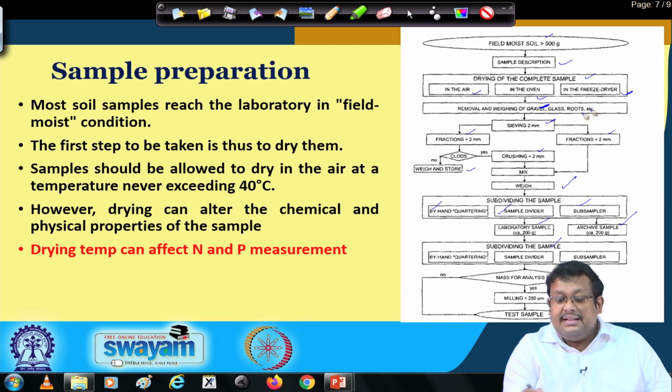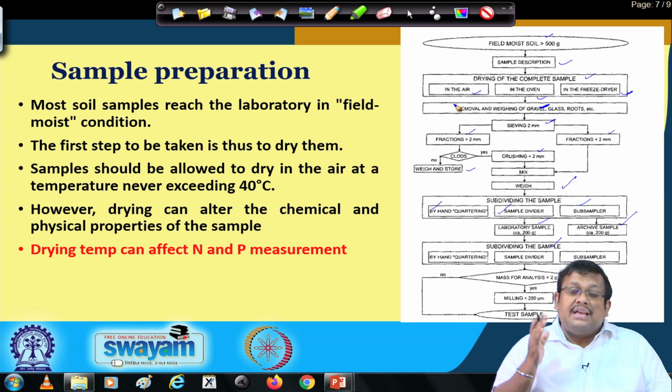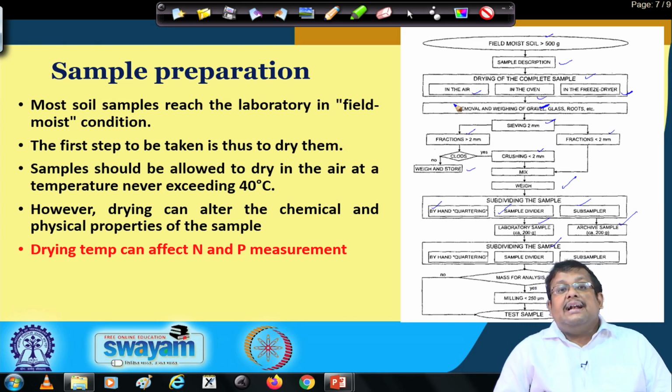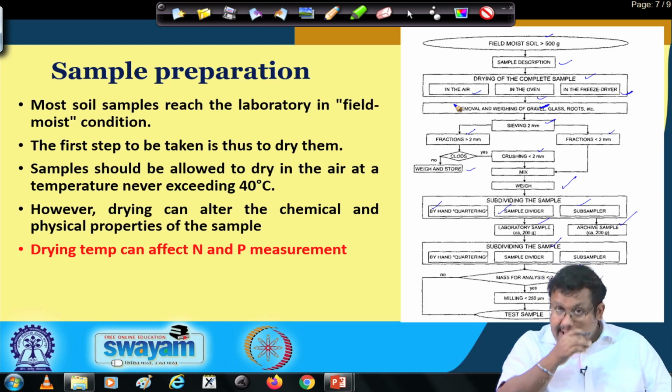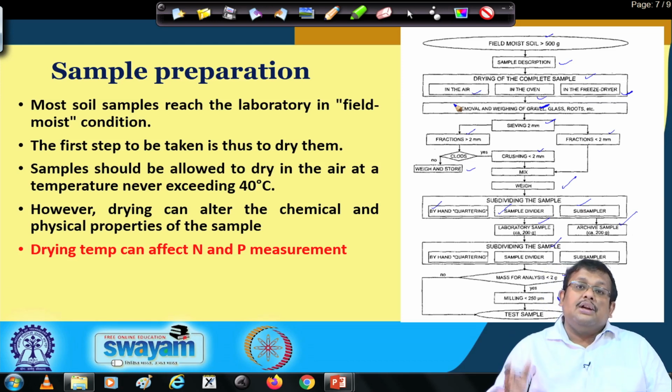We have already covered the drying of the complete sample. However, remember that complete drying, the sample should be allowed to dry in the air at a temperature never exceeding 40 degree centigrade. We generally want to maintain this 40 degree centigrade so that there is no substantial change in the organic matter, because soil contains organic matter.